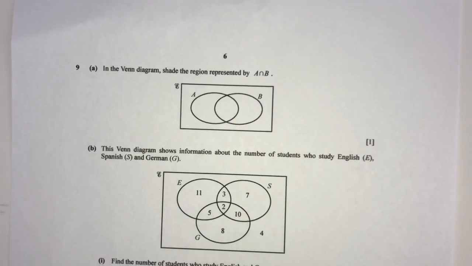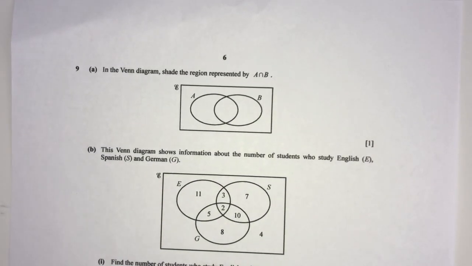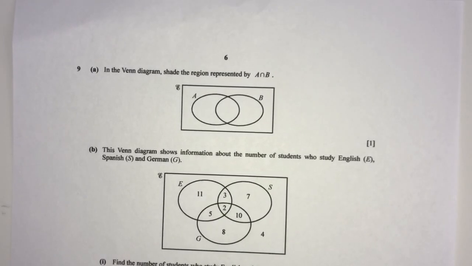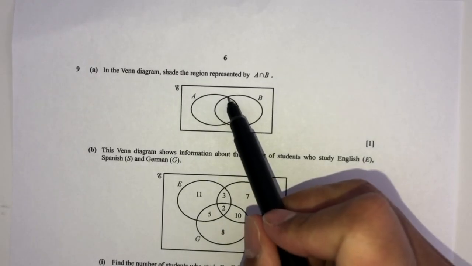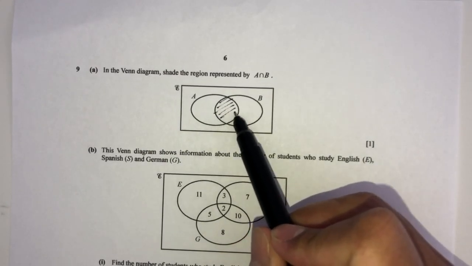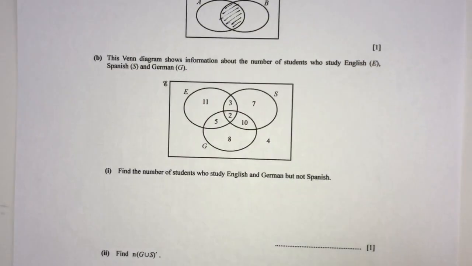Let's move on to question number 9. So in this Venn diagram, we have to shade the region A intersecting B. So pretty simple. A meeting B will be this one. Of course, use a pencil, right?